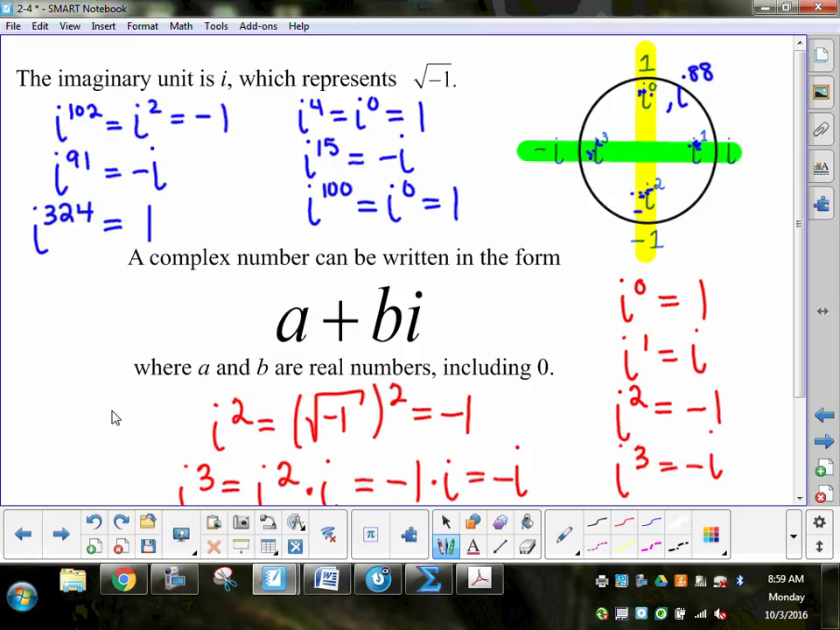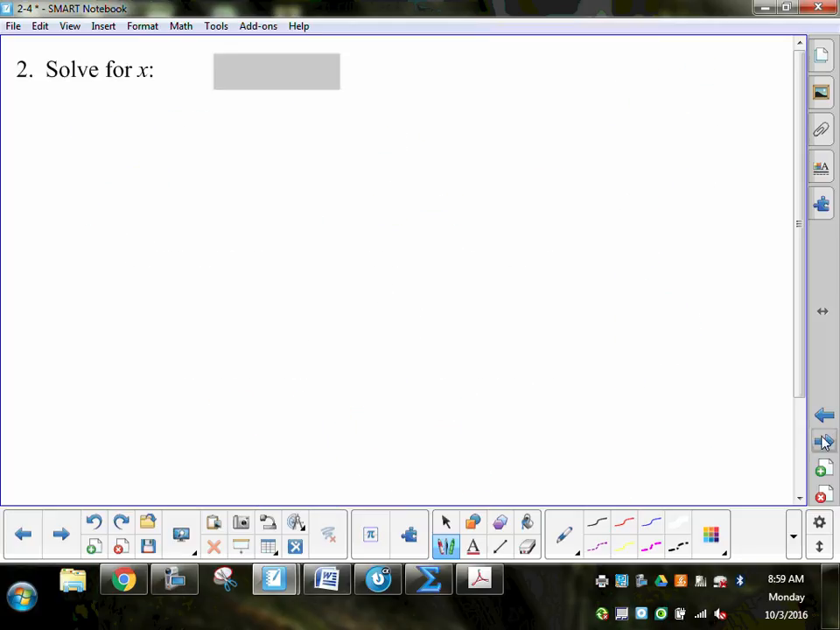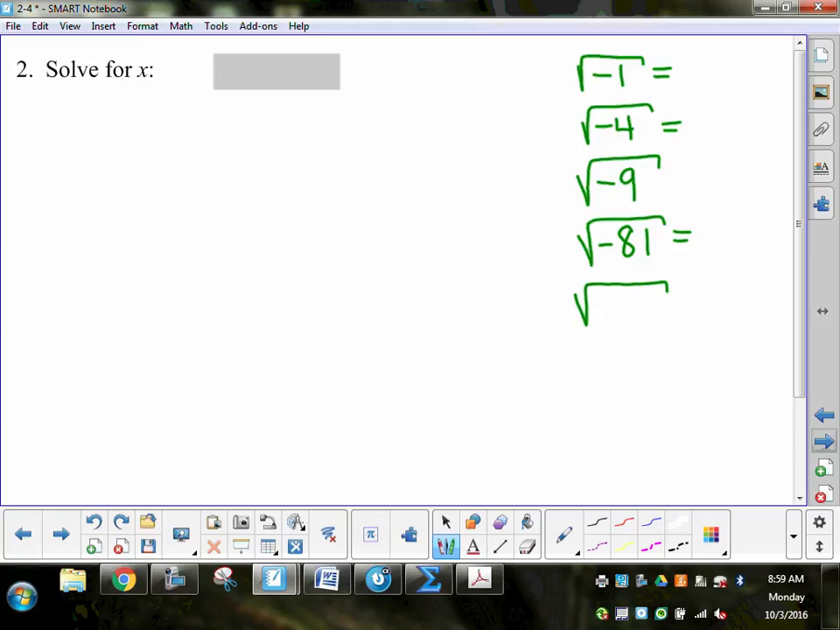Questions on those? Now, once we have this down, there's one other piece that we're going to have to understand. We'll get to this before we start in. Let's ask this: square root of -1, square root of -4, square root of -9, square root of -81. Let's do square root of -24. Let's do the square root of -48. And the square root of -8. So we'll start off with the easy stuff.